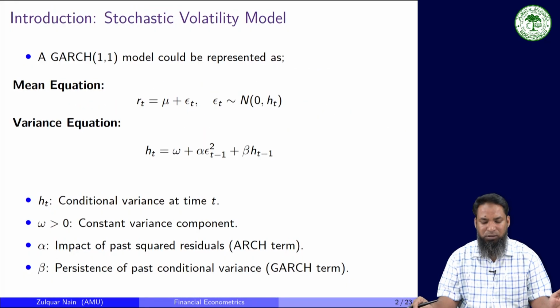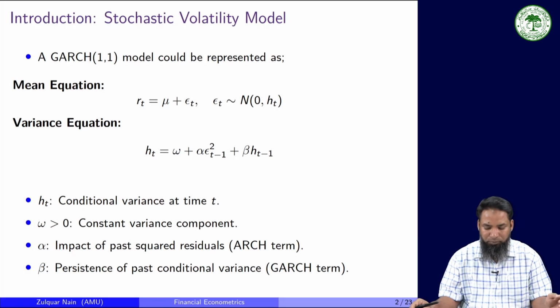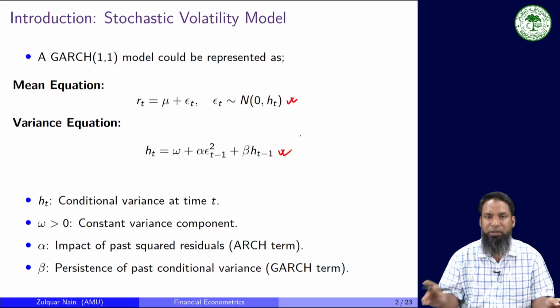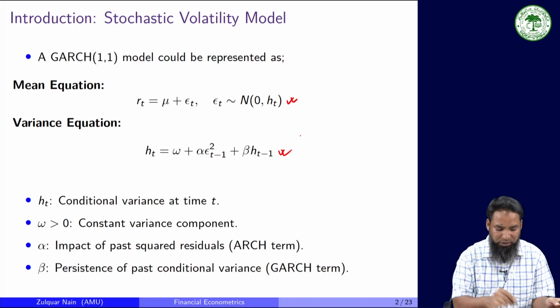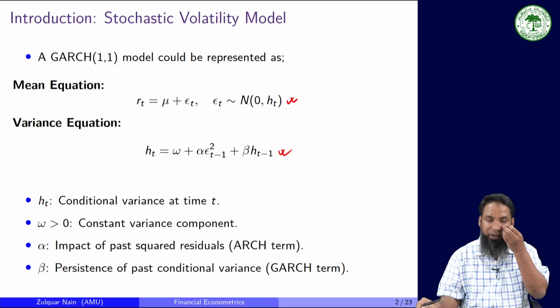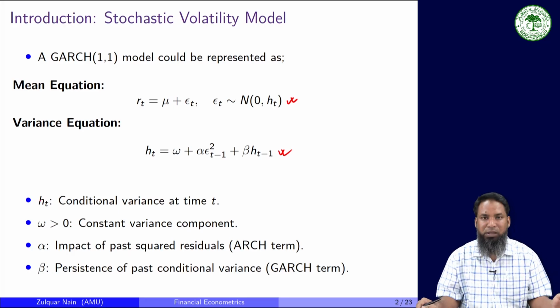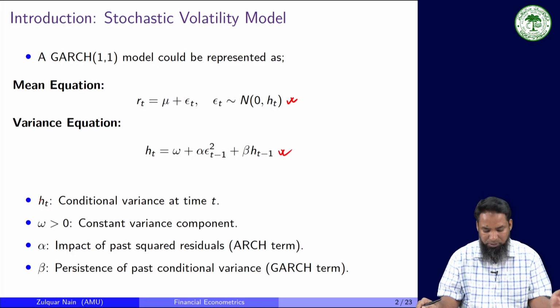In the last class, what we have discussed is a generalized version of the autoregressive conditional heteroscedasticity model of order 1 and 1, that is where we have the ARCH term as 1 and the GARCH term is also 1. So this is the structure we have discussed: the mean equation and this is the variance equation, where HT is the conditional variance at time t, omega is the constant variance component, alpha is the impact of the past squared residuals, and beta is the persistence of past conditional variance.